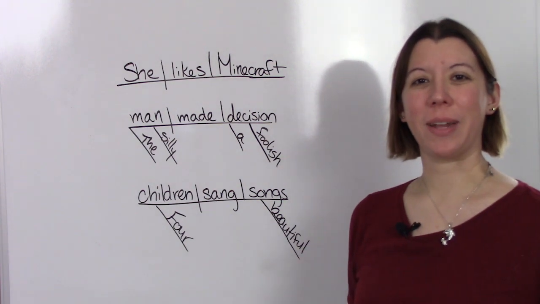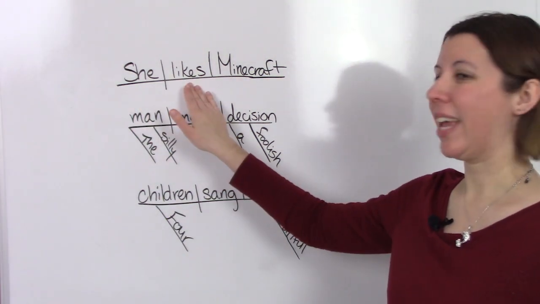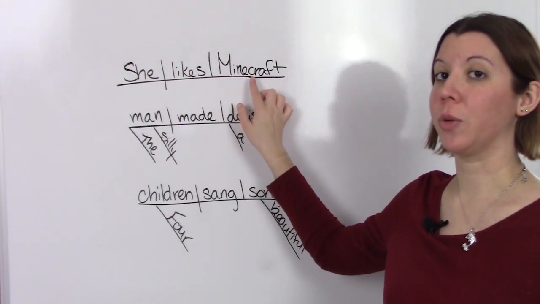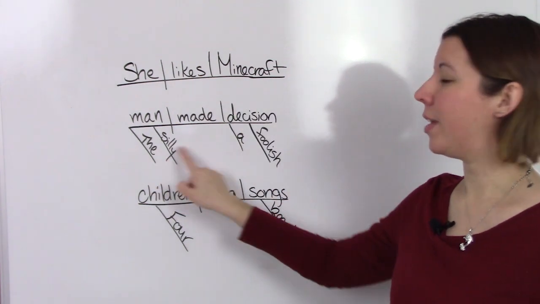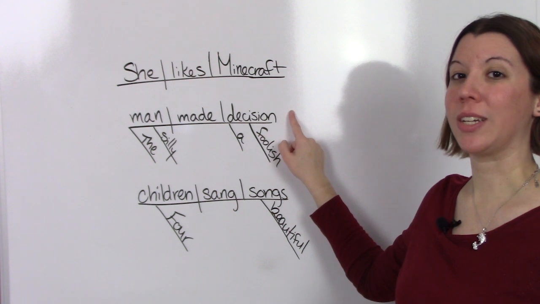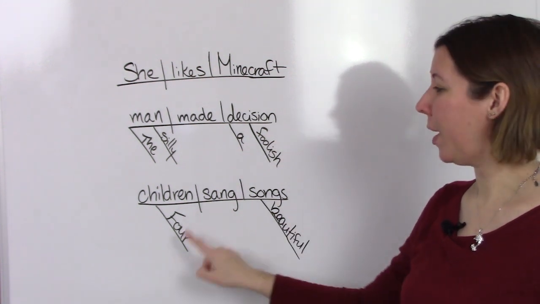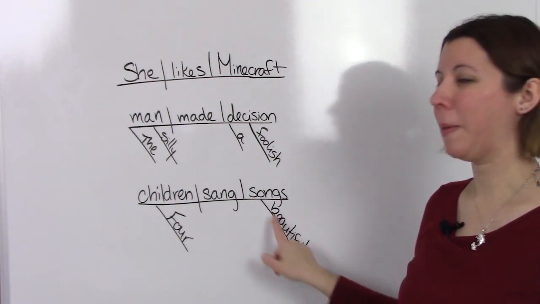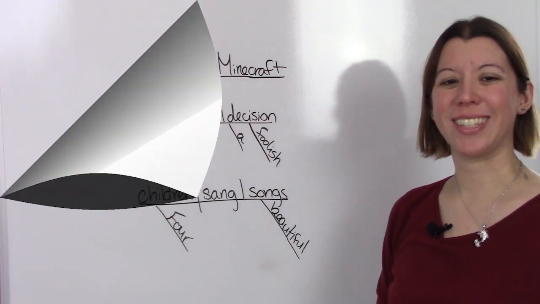Here are those diagrams. She likes Minecraft, direct object here. The silly man made a foolish, direct object, decision. 4 children sang beautiful songs.